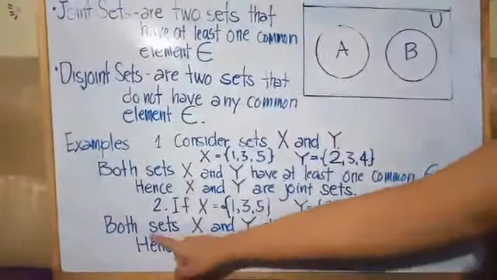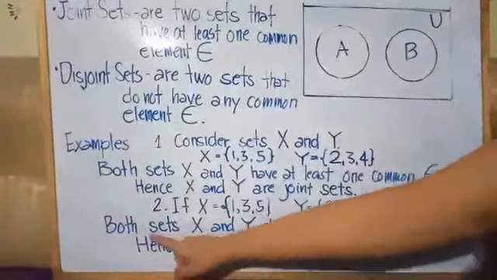Next, both sets X and Y do not have any common element. For example, if X is 1, 3, and 5, while Y is 2, 4, and 6, they have nothing in common. Hence, X and Y are called disjoint sets. Disjoint sets is the term for sets with no element in common.